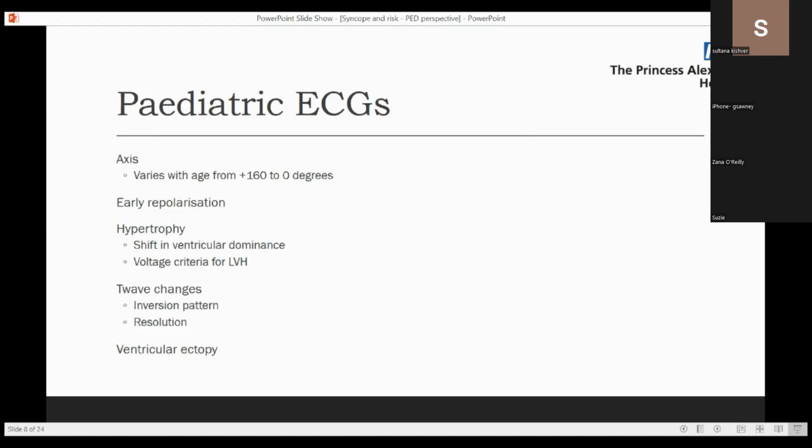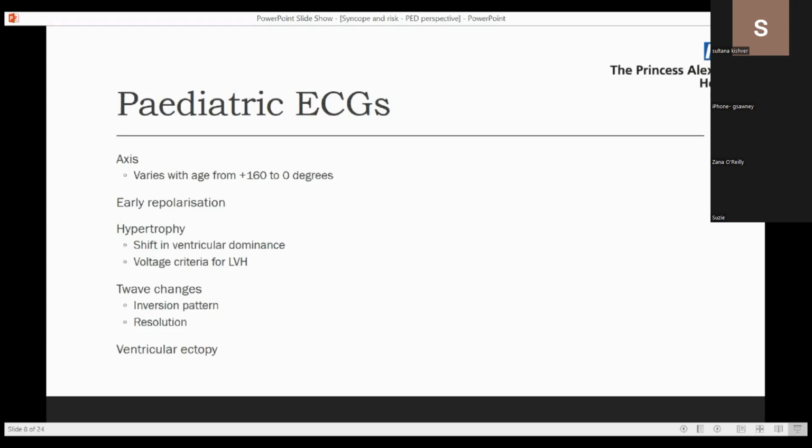So first of all, axis. People don't like axis. I think because it varies across the age spectrum. People are not quite sure when the axis should be rightward and shouldn't, and it can vary quite radically during your adolescent period. And in fact, in trained, healthy adolescents between the age of 12 and 16, it can even go a bit negative, a bit leftward. So that's a massive variation across your age spectrum.